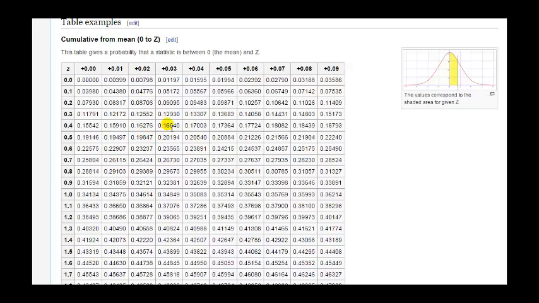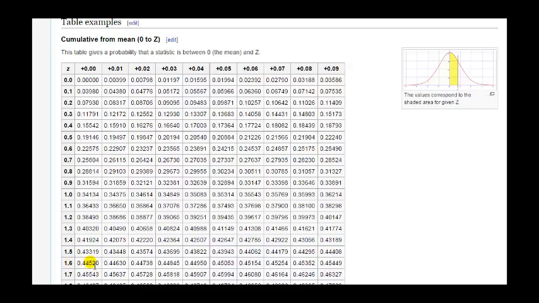Okay, so let's look up that value. I've gone to Wikipedia, and you can see from the picture here that we have a standard normal distribution, but the shaded area runs from 0 to the value that we're interested in. Of course, we want to go from minus infinity to that value. But let's look at the area from 0 to the value. The value that we are interested in is 1.60.